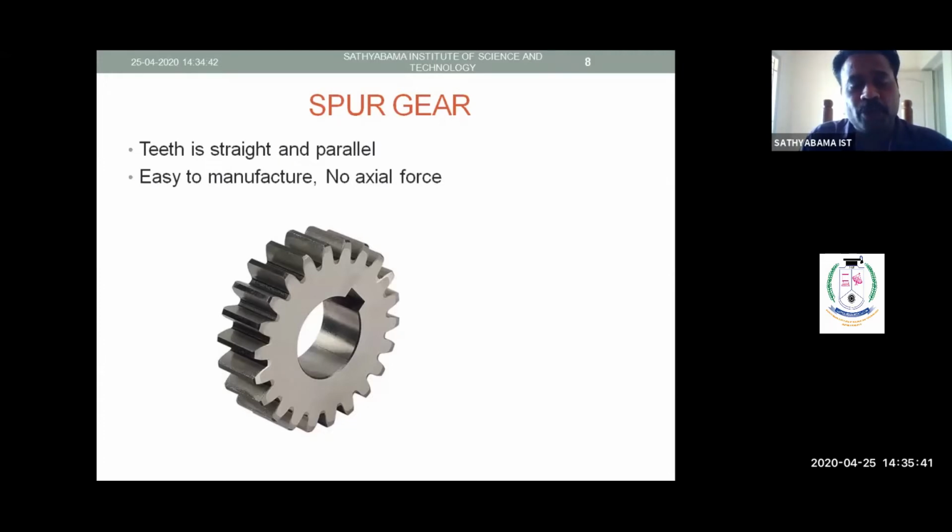By looking at the picture, we can say it is easy to manufacture because all the teeth are straight, no need to worry about the helix angle and all those things. It is easy to manufacture. Spur gear is not used for axial force transmission. Okay, it is used to connect parallel shafts.